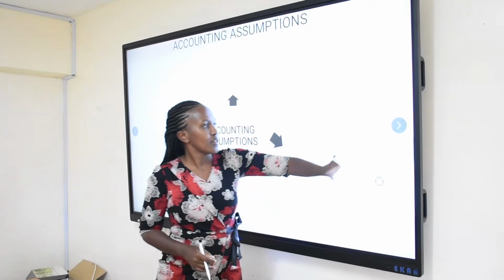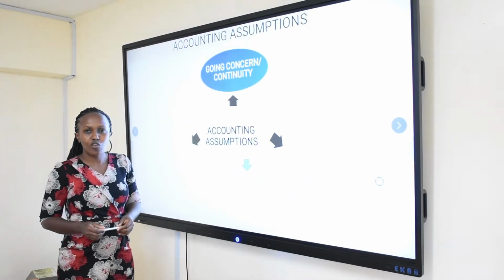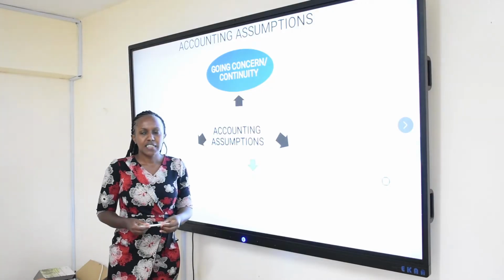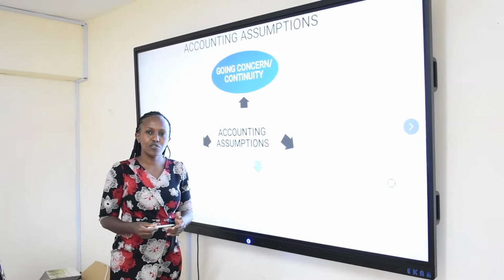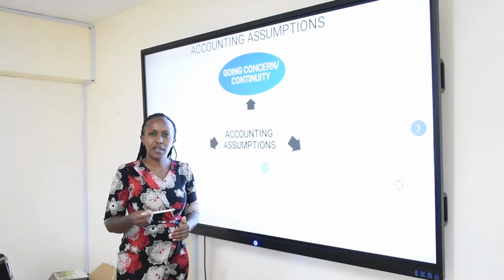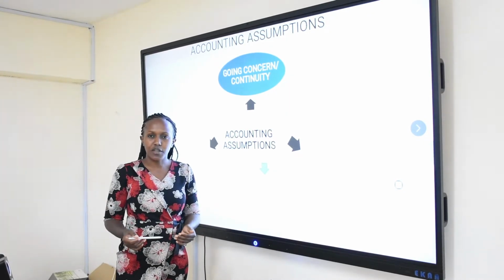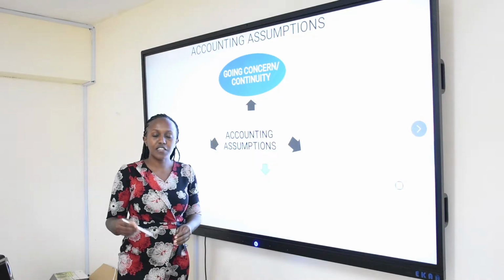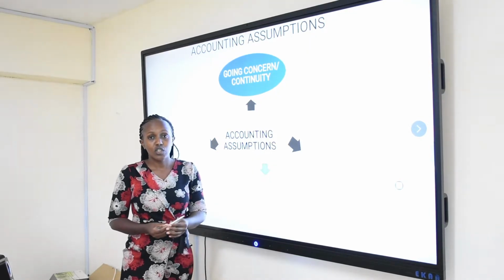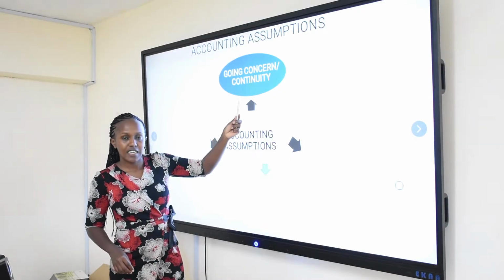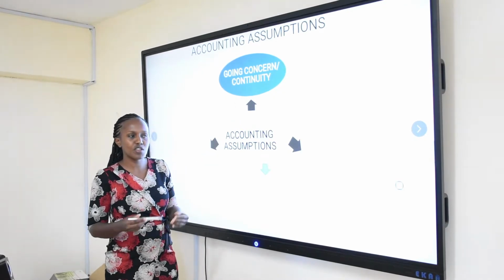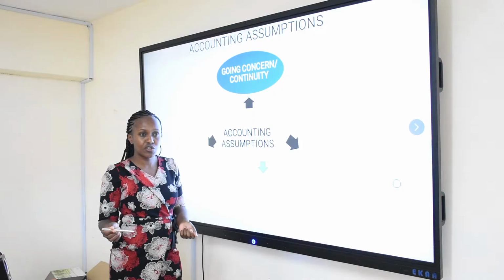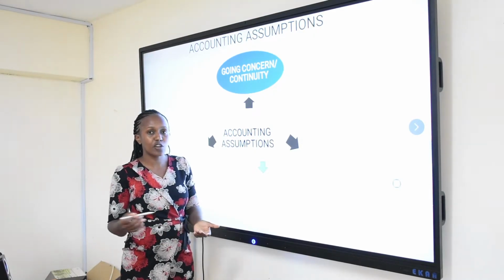And the first one is the going concern, or what we call continuity. Now, when we talk about going concern, when you start a business, what is your intention? Do you plan to liquidate? Do you plan to cut your operations in the future? Definitely not. The plan is for the business to be here today, tomorrow, and the foreseeable future. Therefore, going concern, or continuity, is the assumption that the business is going to be here today, tomorrow, and into the foreseeable future. It has neither the intention nor the need to cut the scale of operations.